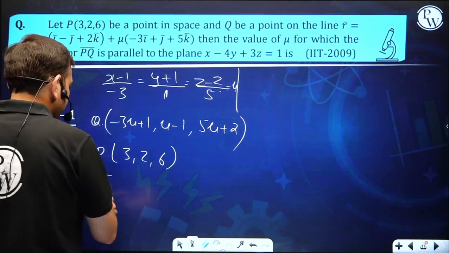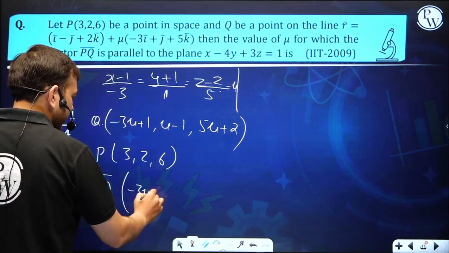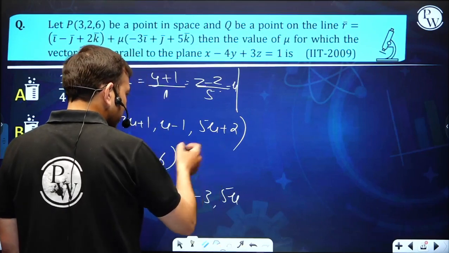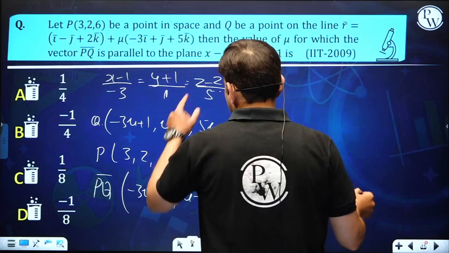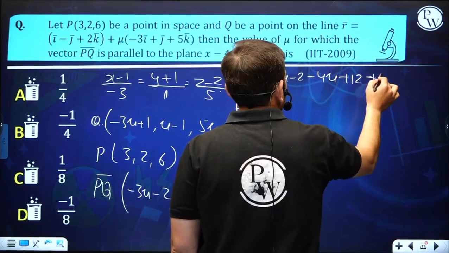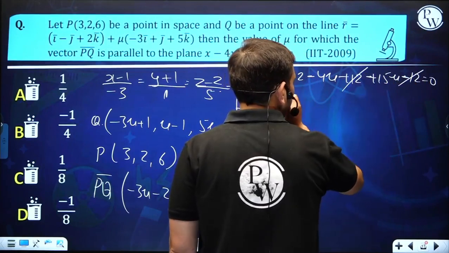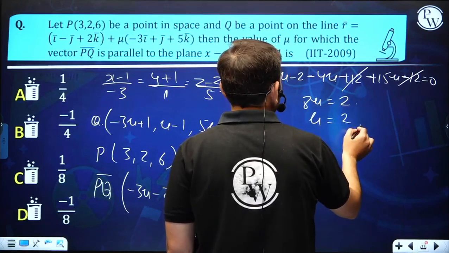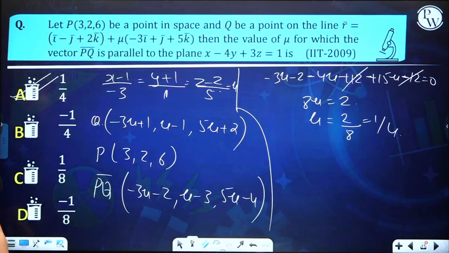So the direction ratios of PQ will be minus 3 mu plus 1 minus 3, which is minus 2, mu minus 1 minus 2, so mu minus 3, and 5 mu plus 2 minus 6, so minus 4. Now its dot product with the direction ratios of the normal of the plane will be minus 3 mu minus 2 minus 4 mu plus 4 threes are 12 plus 15 mu minus 3 fours are 12 equals 0. The 12s get cancelled. 3 and 4 make 7, so 8 mu equals 2. Mu is 2 by 8, that is 1 by 4. So the answer is option A, as simple as that.